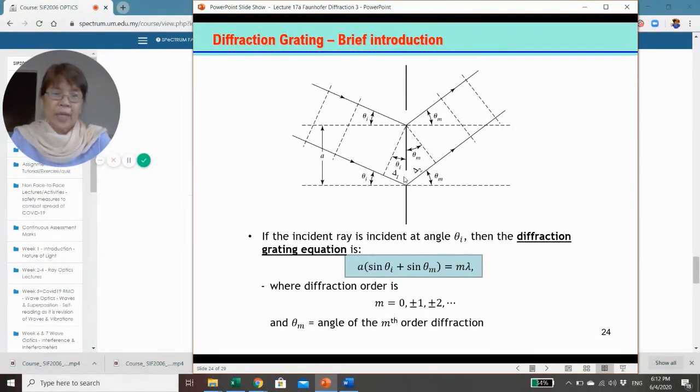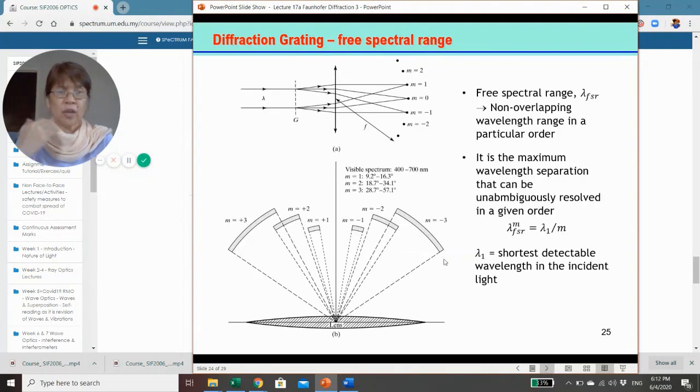And here we have the slit separation. In this case, the diffraction grating equation will have to include the incident angle: a times (sine theta i plus sine theta m) equals m lambda, where m stands for the diffraction order, and theta m is the angle of the mth order of diffraction. I'm going to go very simple, not in much detail. That's why I said brief introduction, so that you can have an understanding.